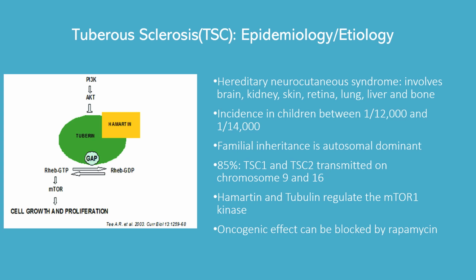Given these two genes are present in all normal tissues, mutations can impact a variety of organ systems. Hamartin and tuberin form a complex that regulates a kinase called mTOR, which in turn regulates cell growth and proliferation, as we can see here, leading to abnormalities that can result in malformed or overgrowing tissue across multiple organ systems. However, the natural oncogenic effect of this kind of mutation can be blocked by administration of rapamycin.